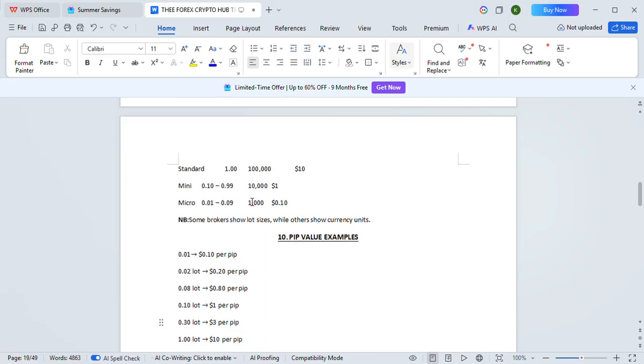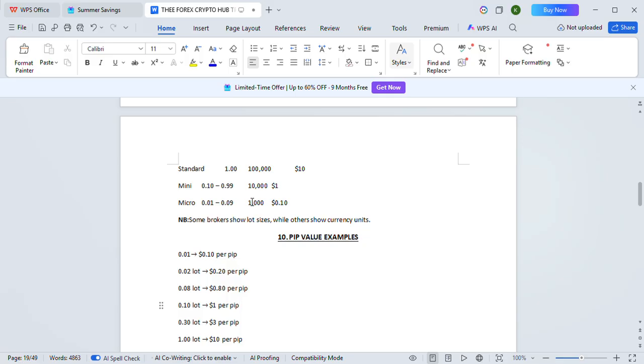So we have a standard lot. That is a lot from one all the way to, even if your broker accepts 10,000 lots, we call it a standard lot. Then we have a mini lot. Mini lot is from 0.1 to 0.99. That is a mini lot.